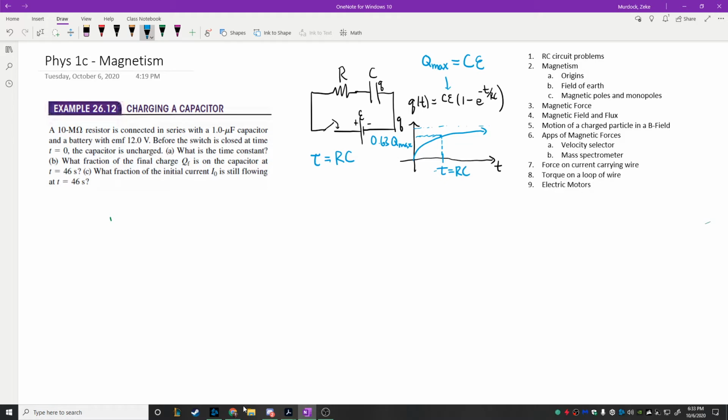Okay, so here's a problem that we could do with this. We have a 10 mega ohm resistor that's connected in series with a 1 microfarad capacitor, like this here. So let's write down what we have. The resistance is 10 mega ohms. That's 10 times 10 to the 6th, so it's really 10 to the 7th ohms. That's the resistance. It's connected with a capacitor, where the capacitor has a capacitance of 1 microfarad, so that's 1 times 10 to the negative 6 farads. And it's connected to a battery with an EMF of 12. So all of this is consistent with the picture that's drawn up here. The battery has an EMF of 12 volts.